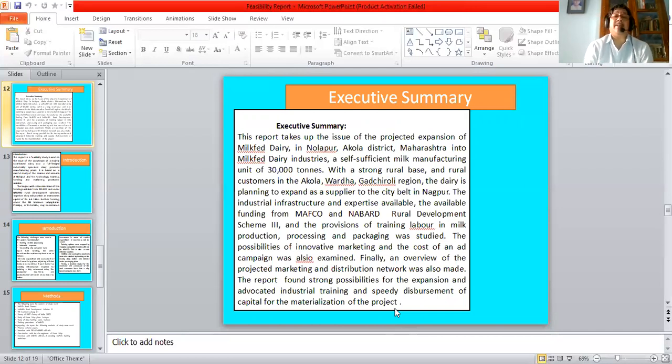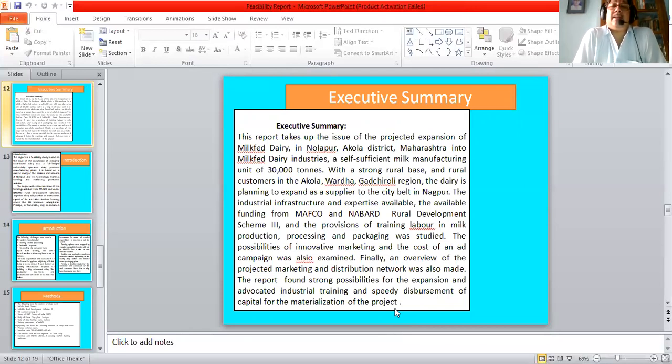A self-sufficient milk manufacturing unit of 30,000 tons. With a strong rural base and rural customers in the Akola, Wardha, Gadchiroli region, the dairy is planning to expand as a supplier to the city market. So it's really a big challenge.